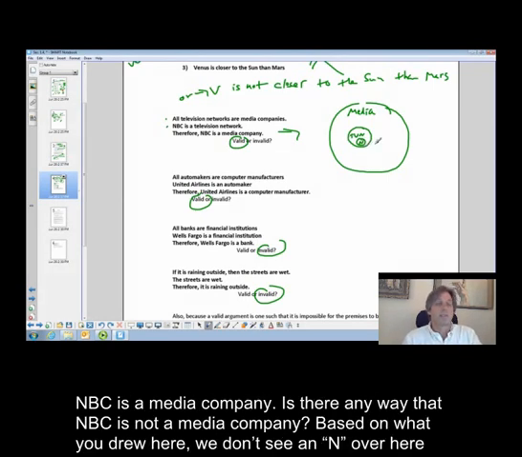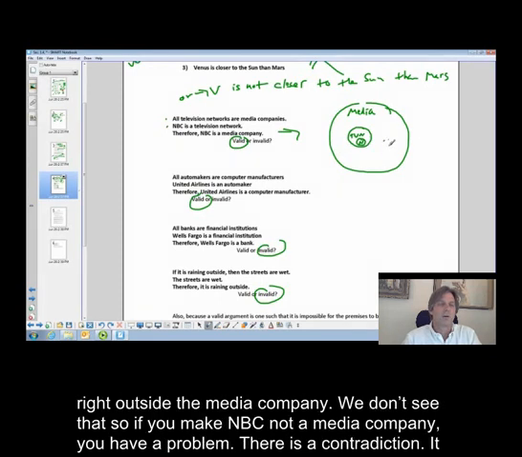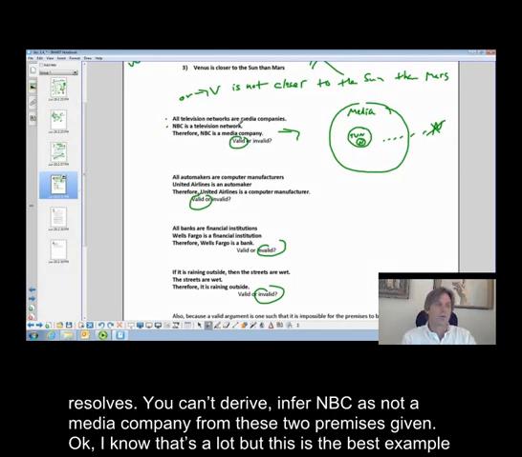Is there any way that NBC is not a media company? Based on what you drew here, we don't see an N over here, right? Outside the media company, we don't see that. So if you make NBC not a media company, you have a problem. And there's a contradiction. It results, you can't infer NBC is not a media company from these two premises given.